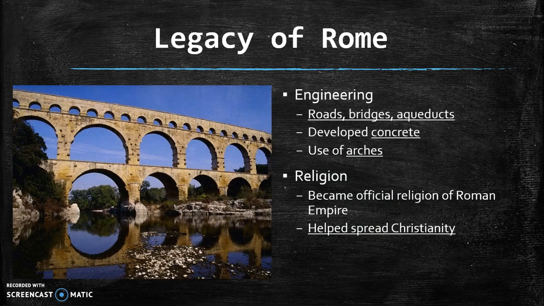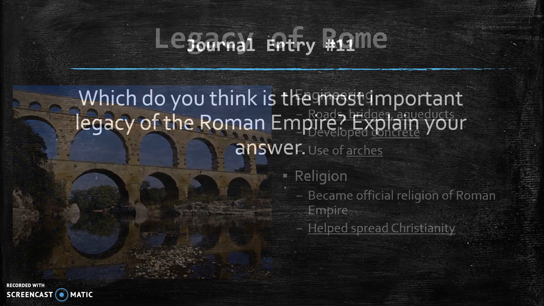In engineering, the Romans were the ones who started to build aqueducts. They developed concrete and used that to build bridges and roads, which were very important to Europe and all of their empire. And they also used arches, which is a form of architecture that comes from Rome. Their religion was also very influential in the Roman Empire and in the Western world because they helped spread Christianity, as we saw in the previous lesson.